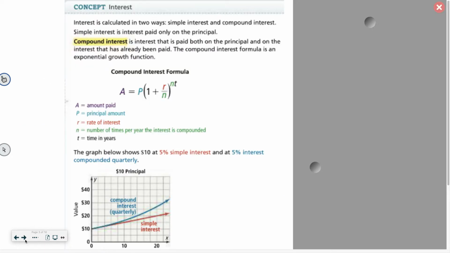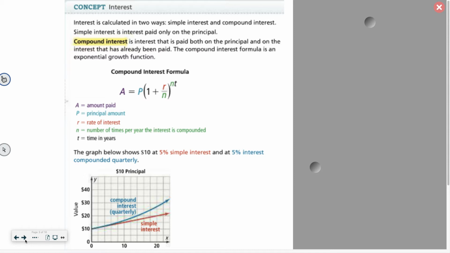All right, jumping into the next idea, compound interest. Well, first of all, let's just talk about interest. We have interest is calculated in 2 different ways, simple interest and compound interest. Simple interest is interest paid only on the principal. For those of you that are thinking, what on earth is a principal? That's like the person that rules our school, right? No, well, yes, but principal here talks about our starting amount, okay?